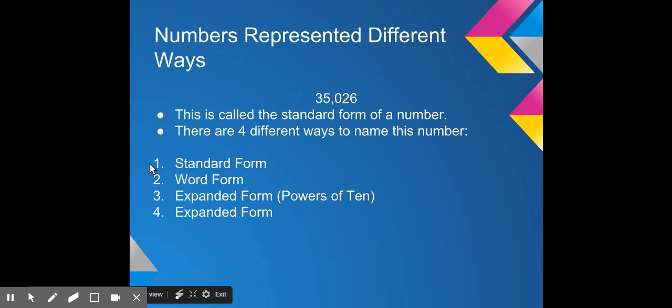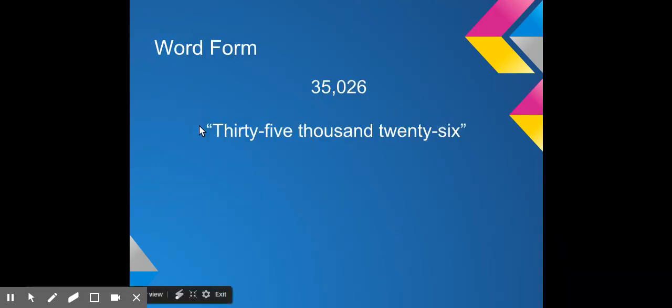The first is the standard form that we just looked at. Next, we'll look at word form, expanded form powers of 10, and expanded form. We've really already looked at word form because we focused in the first lesson on how to read the number. If you know how to read the number, you simply write that in words, and that is word form. Here we have that same number in standard form. If we write what we are reading, 35,026, we have the word form.